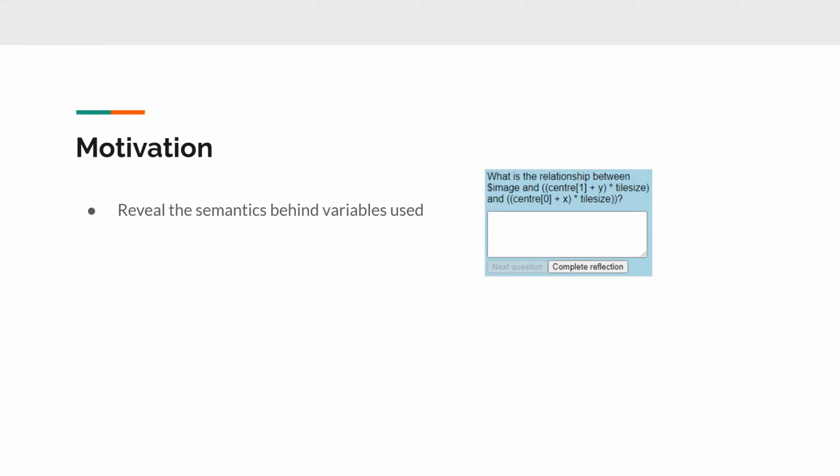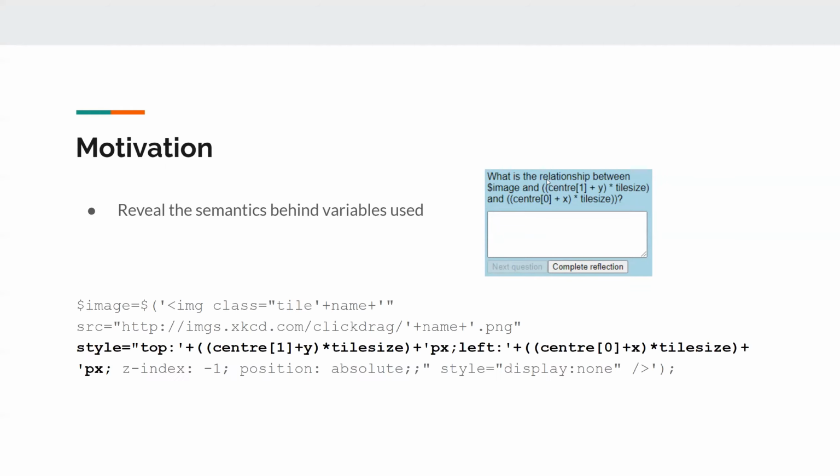So what does that mean? Well, on the right, you can see part of the prototype used in a previous user study. The question asks what's the relationship between image and center, some expression used with like 3 different variables. Users may understand the expression listed in this image below, how some calculations are used to set the top and left styles of the image div.